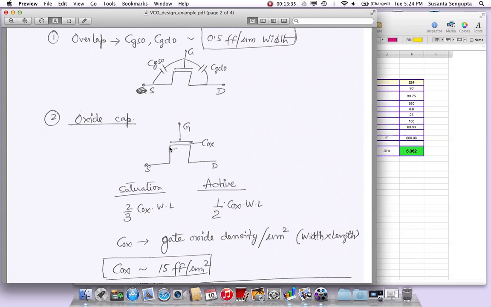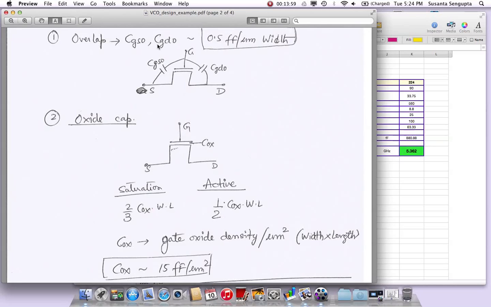Now, if this device was not in saturation but in the active region, then you will see half of this total capacitance. Cox WL, this total parallel plate capacitance, you will see half of it on the gate to source side and half of it on the gate to drain side. I forgot to write CGS and CGD here, but these are the values of CGS and CGD if they're in saturation or in the active region.